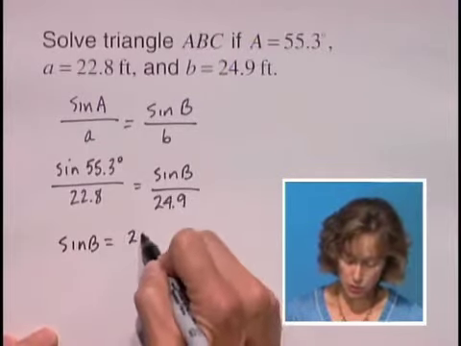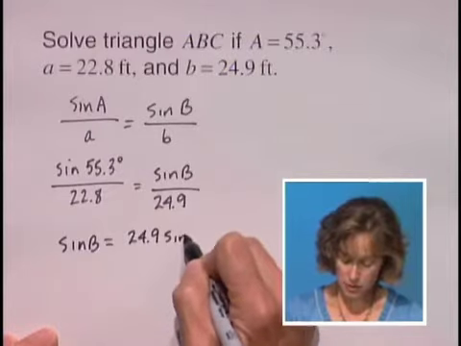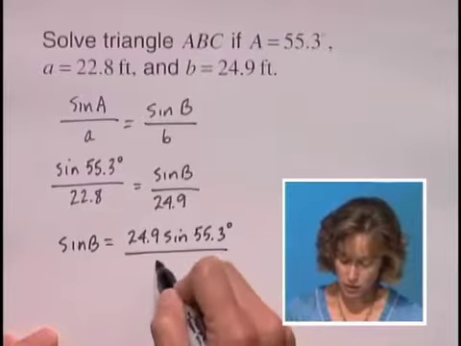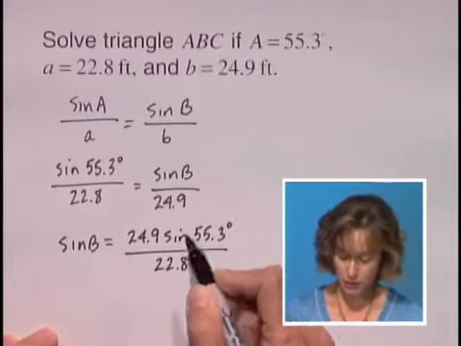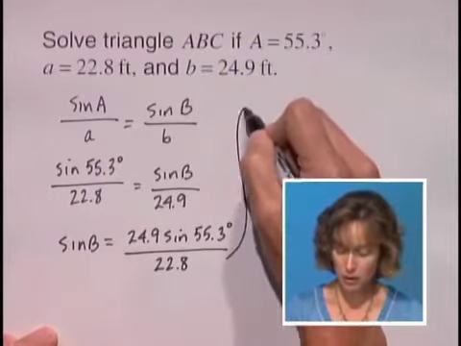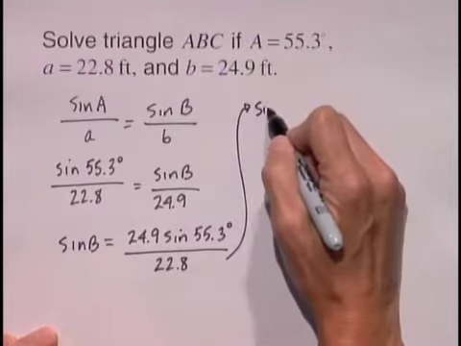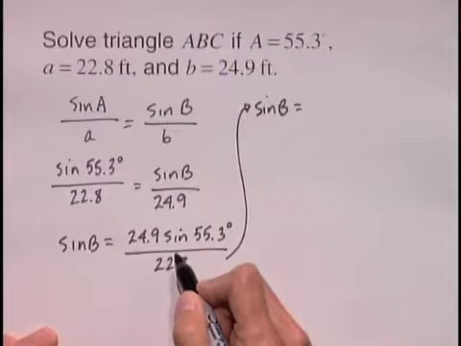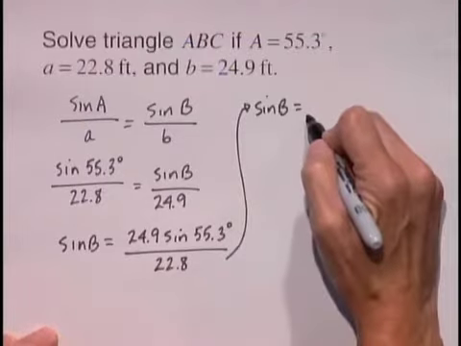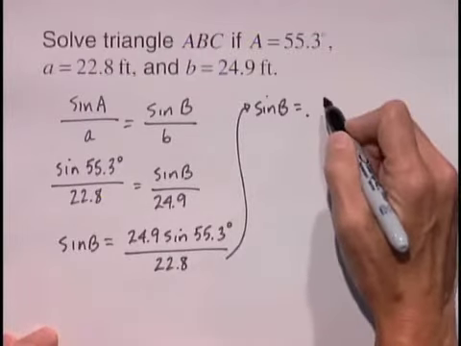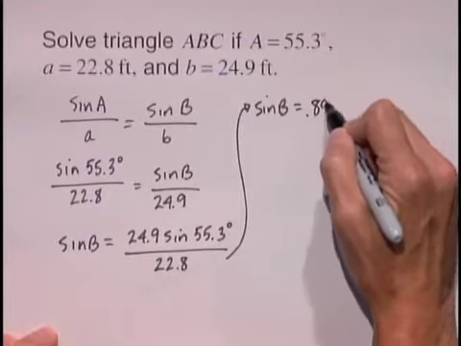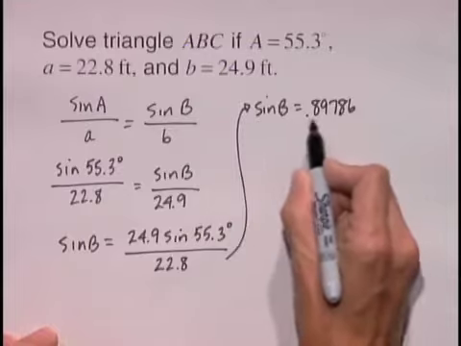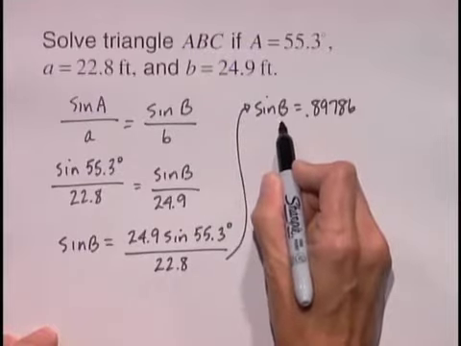Sine B is going to be 24.9 times sine 55.3 degrees divided by 22.8. Stop at this point and pick up your calculator and calculate this value. You'll find with your calculator in degree mode that that comes out to 0.89786 and so forth. And it turns out that for this equation right here, there are two solutions.